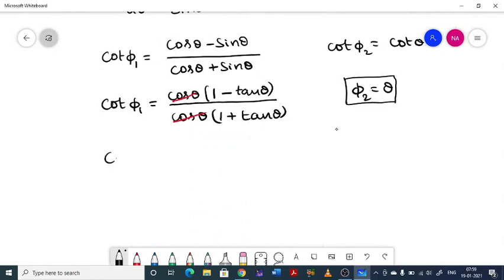So cot phi 1 equal to 1 minus tan theta divided by 1 plus tan theta, that can be written as cot of pi by 4 plus theta. I think this came up in an earlier problem, when discussing r to the power m equal to a to the power m cos m theta plus sin m theta. So that will be cot of pi by 4 plus theta. So from this you will get phi 1 equal to pi by 4 plus theta.